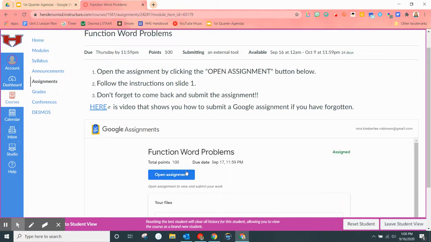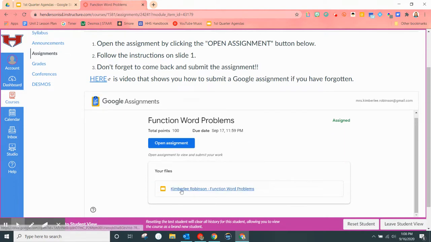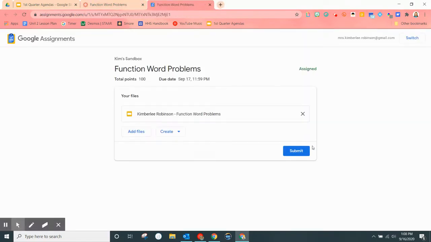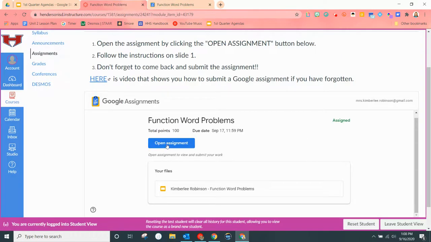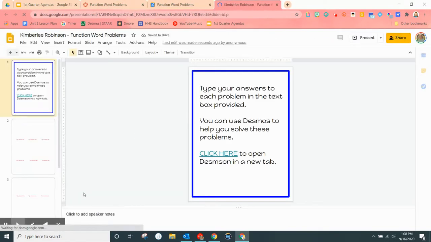So when you land on this page, this is what you should get. You need to open the assignment. It's important that you click the open assignment button. Yes, you can click here and it will open this file for you. But if you don't ever click the open assignment button, you never see the submit button. And that's super important. So I prefer for you to click open assignment. Here's your submit button when you get finished. Now open the file that you actually need to work in.